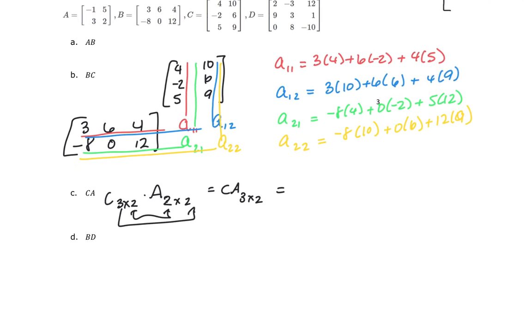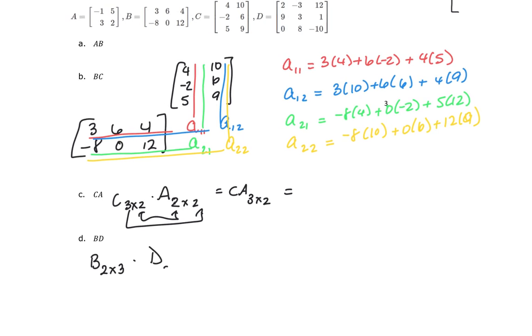And then I'm going to look at B, which is a 2 by 3 matrix, and the D matrix, which is a 3 by 3 matrix. These two match. So B multiplied by D will produce a 2 by 3 matrix. And I will let you all try that as well. And that's it for this video.